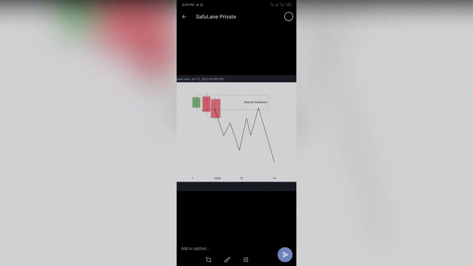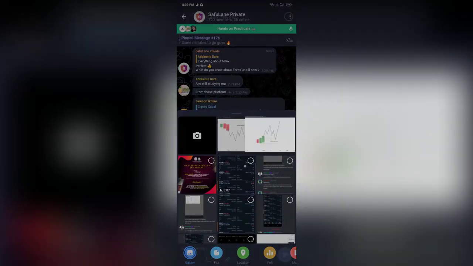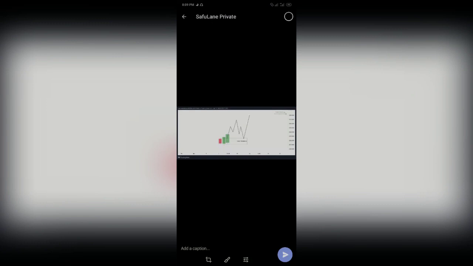This example is an example of a bearish order block. And what does a bearish order block do? The bearish order block is more of a supply zone. A bearish order block is formed with a bearish engulfing candle. You can see in this picture that the bearish candle is engulfing the bullish candle, and this makes it a bearish engulfing candle.